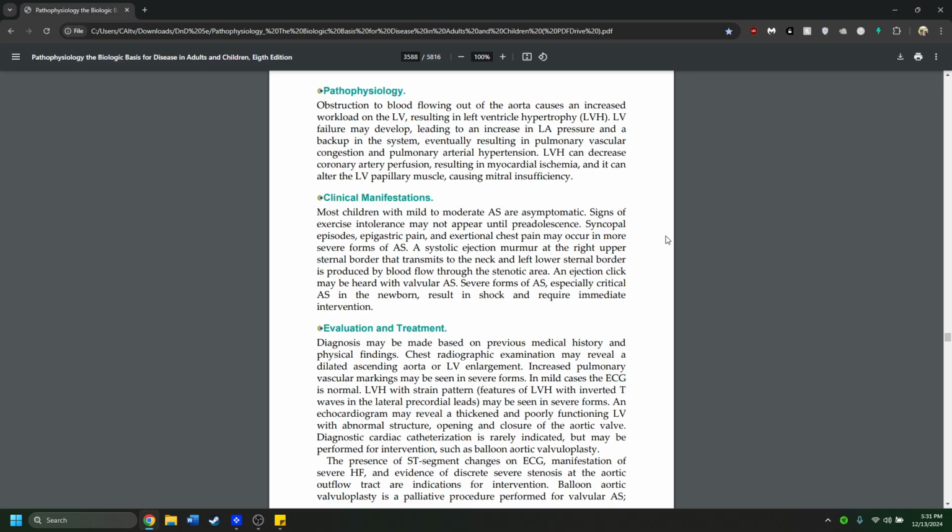Left ventricular hypertrophy can decrease coronary artery perfusion, resulting in myocardial ischemia, and it can alter the left ventricle papillary muscle, causing mitral insufficiency.